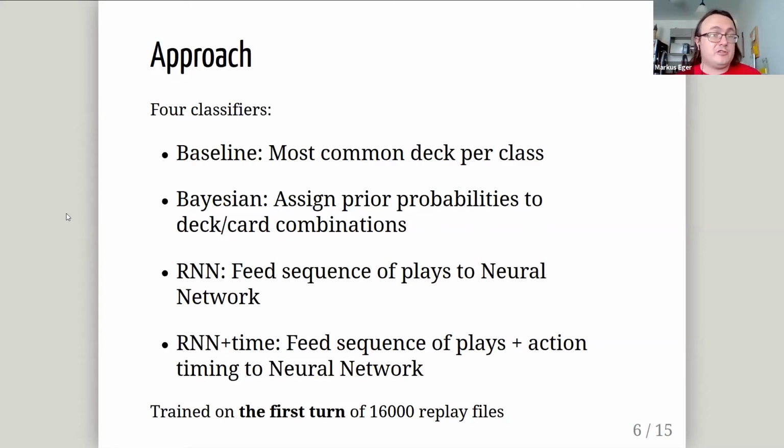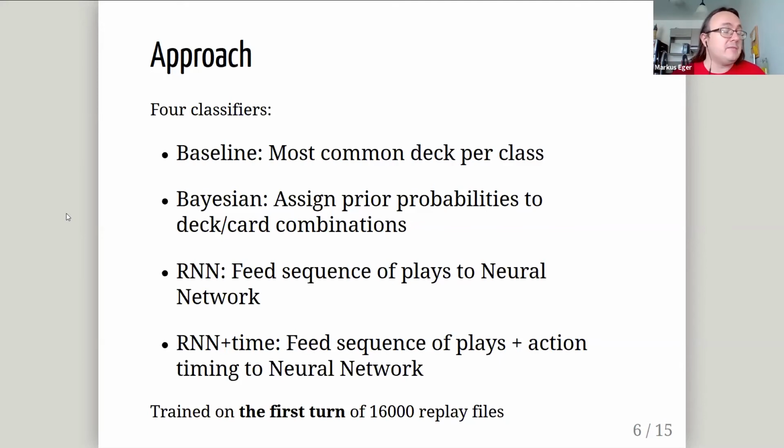The second approach we thought about was, well, we can assign prior probabilities. We can basically say, each deck has a certain probability of occurring, each card has a certain probability of occurring. If we have a particular card, given a deck, we can calculate probabilities for the cards, and then using Bayes' rule, we can basically reform that and calculate, given the card, what's the probability for a particular deck being played.